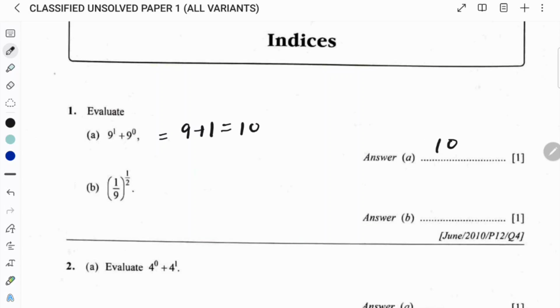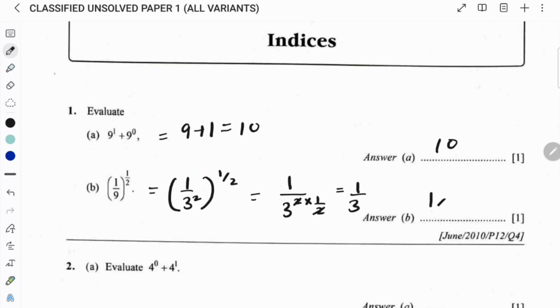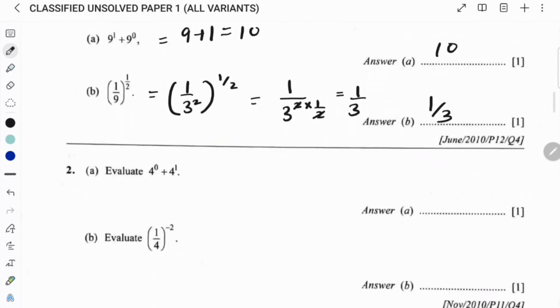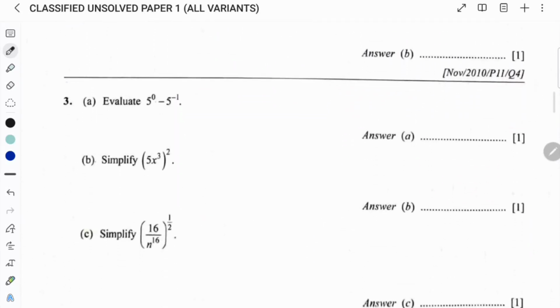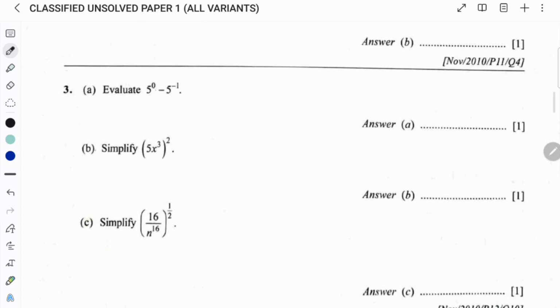1 upon 9 half power, so it means 1 upon 3 square and half power. As you know, calculator is not allowed, so that will be 1 upon 3 square into half, because whatever power you write on 1, it remains the same 1, so it is only 1 over 3 is the answer for this part. So now that it's the same type of question, come to this one, question number 3.